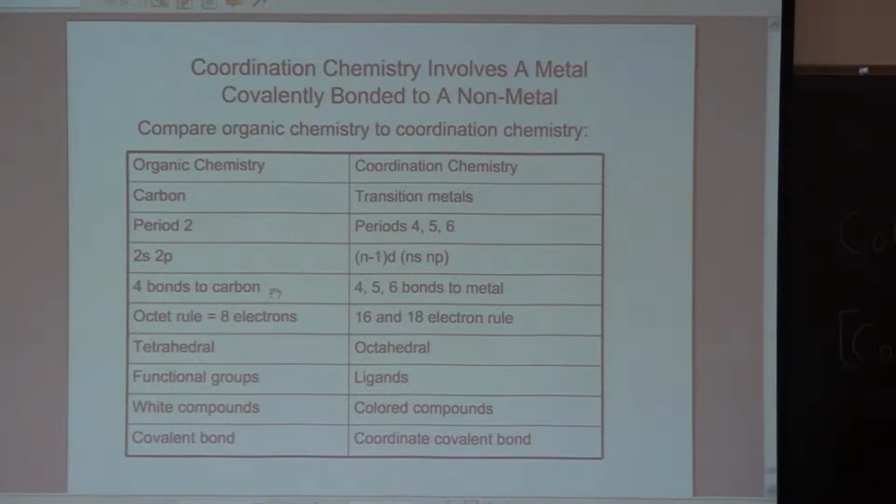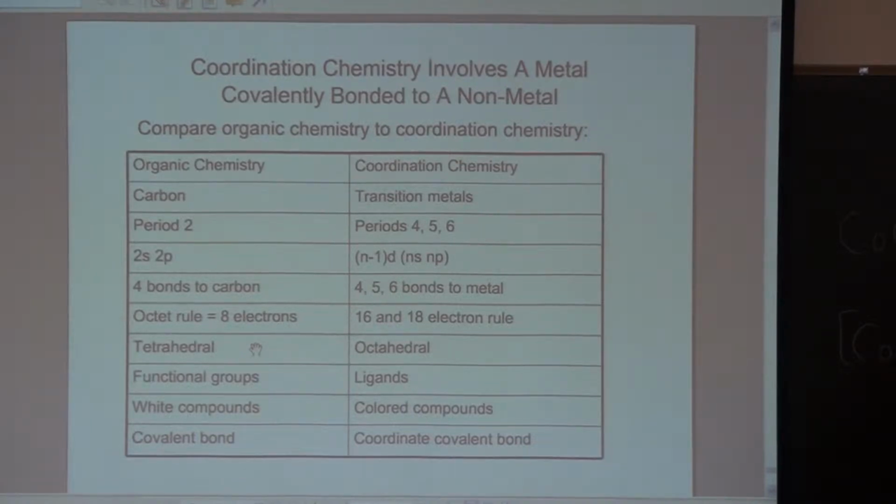So in organic chemistry, we looked at 4 bonds of carbon. That's the octet rule. Now, in coordination compounds, there can either be 4, 5, or 6 bonds to the metal. So in other words, you can either fit the octet rule, or it can have an expanded octet. If it has an expanded octet, that's called the 16 electron or 18 electron rule.